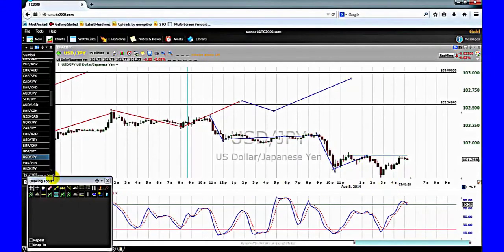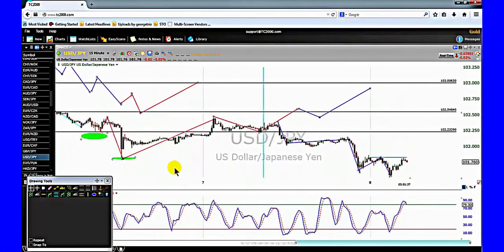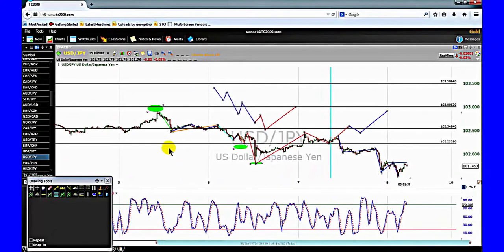Down to this point here, right here. So 1, 2, 3, 4, 5 move down. So this is a complex Elliott wave. We have 1, 2, 3, 4, 5. A correction has begun. Pay attention to the red lines.